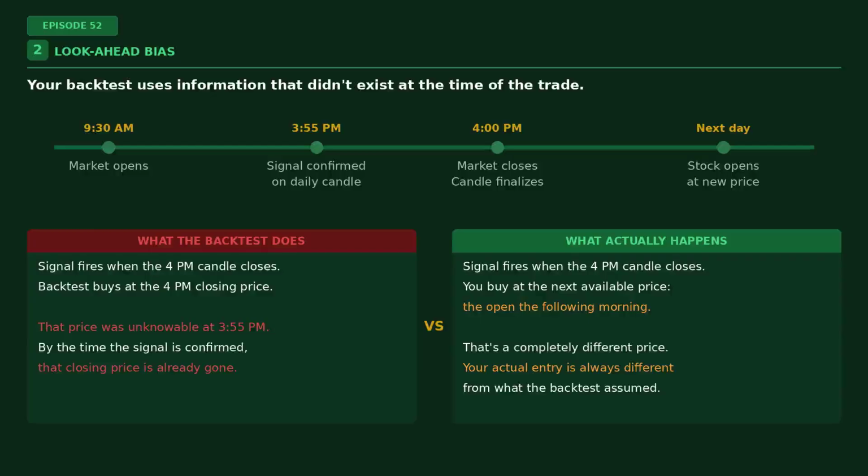Reason 2, look-ahead bias. Look-ahead bias means your backtest is using information that didn't exist at the time of the trade. The most common version is the closing price problem. Your signal fires when the daily candle closes. The backtest buys at that same closing price. In real life, the moment the signal is confirmed, that price is gone. You're buying the open the next morning, or wherever the market gives you entry.